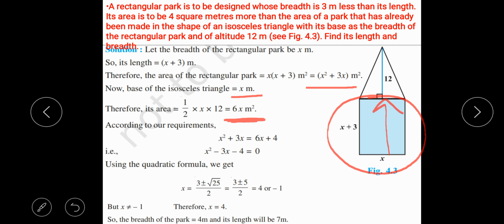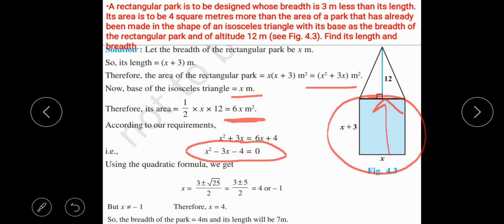meter. Now according to the question, the area of the rectangular park is 4 square meter more than the area of the isosceles triangle. Now after solving this, you will get the quadratic equation x square minus 3x minus 4.